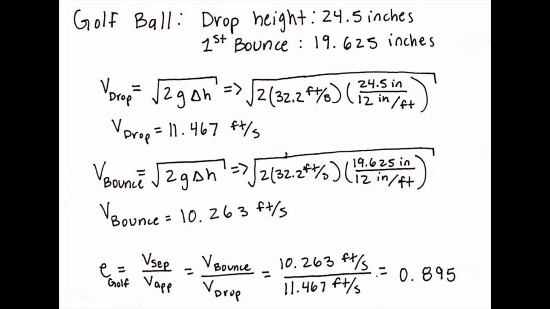Using the potential energy at the drop point and the bounce peak, we were able to find the velocity of approach and separation. For the golf ball, the velocity of approach was 11.467 feet per second, and the velocity of separation was 10.63 feet per second. The resulting ratio was 0.895, and that ratio is the coefficient of restitution.